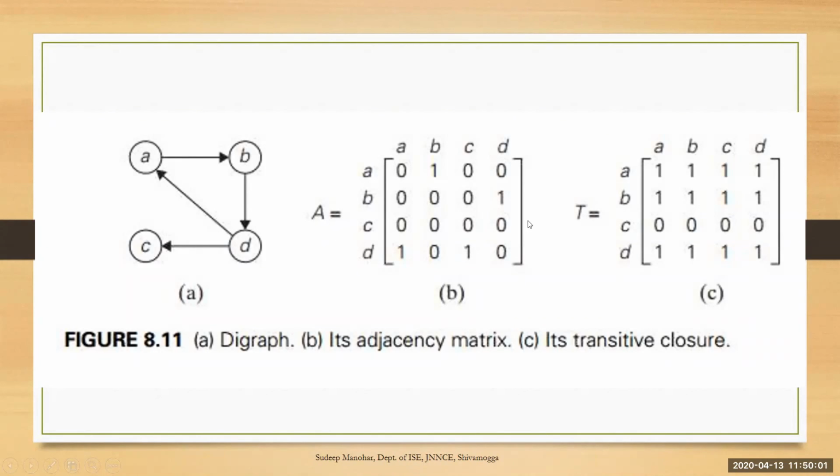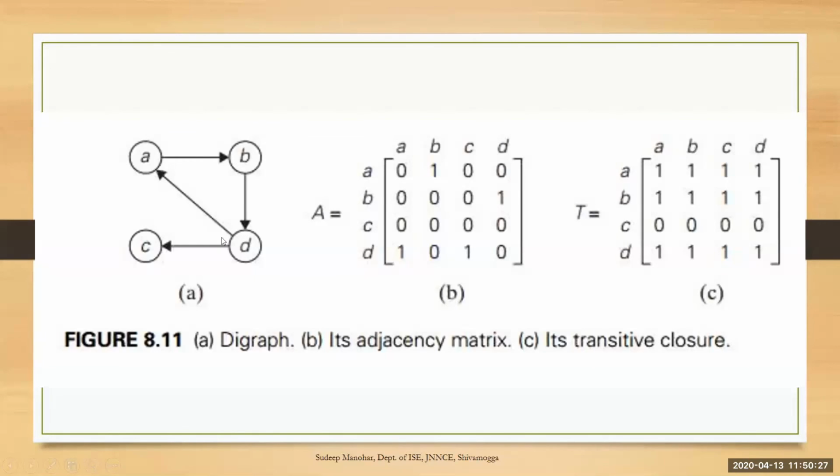Now, if you look at the next matrix, the rightmost matrix, it is denoted by the symbol T, which means that it is the transitive closure matrix. Now, what does it show? From A to A, there is a 1. It means that there is a path from A to A. Not an edge, it is a path. So how is there a path from A to A? From A to B, B to D, and D to A.